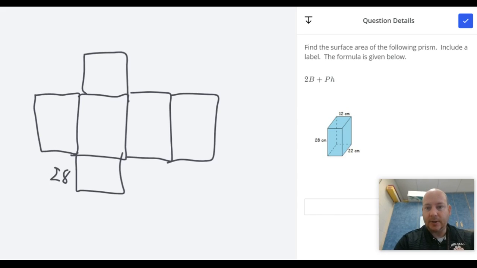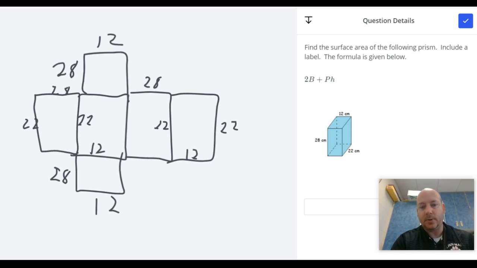Now this is obviously not drawn to scale. But if I think about this as the front and the back side, the front is 28 by 12. The back side is also 28 by 12. This part here would be the left side, which is 28 by 22. The next one would be the bottom, which is 12 by 22. Then we'd have the right side, which is 28 by 22. And finally the top, which is 12 by 22. Again, I did not draw those to scale, obviously.